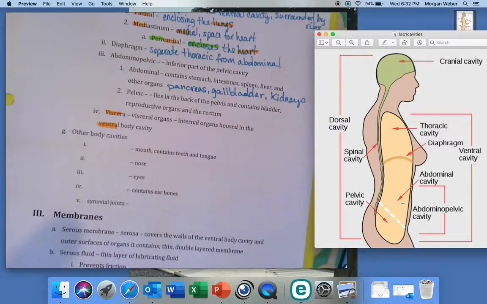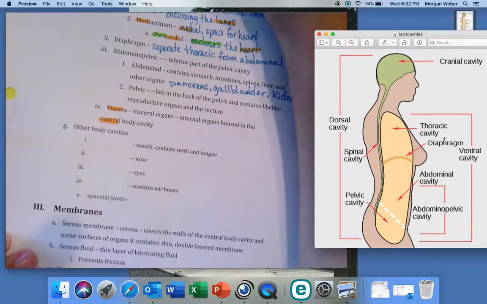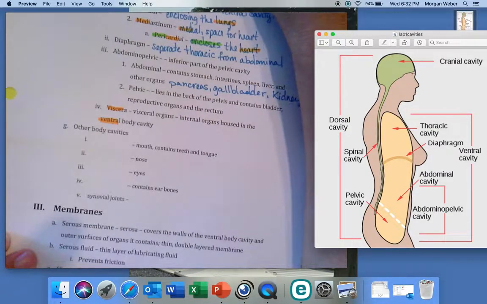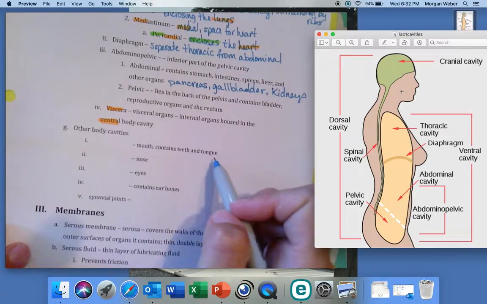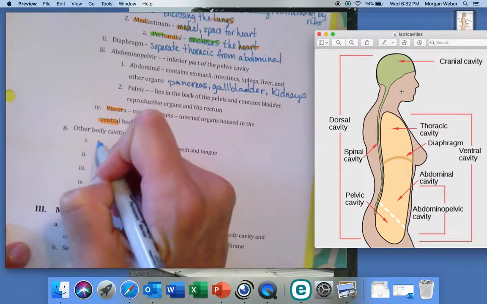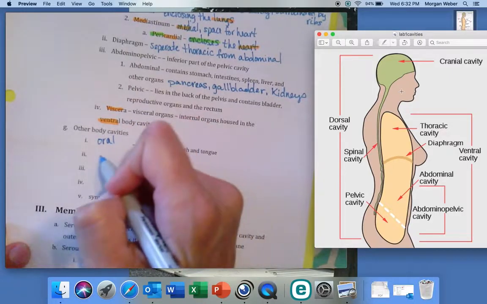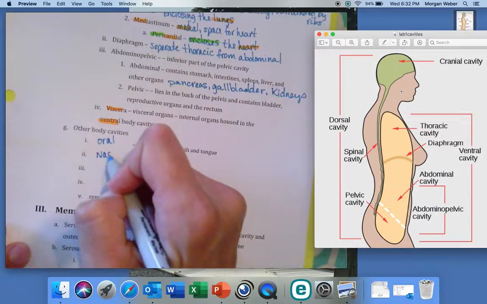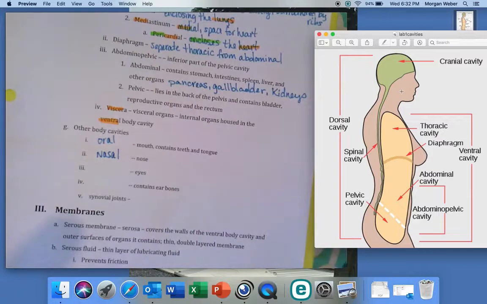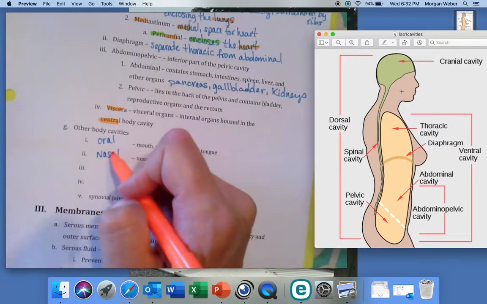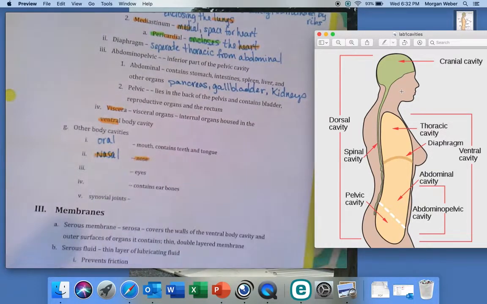Okay, last section on here, we are going to look at the other cavities. So these are considered other cavities. So contains the mouth, teeth, and tongue. That's going to be the oral. My nasal is going to contain the nose. Remember, nas, med-term is going to be nose.